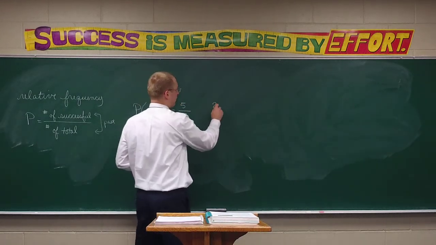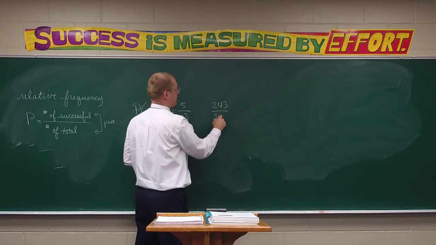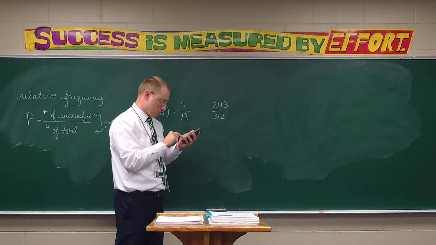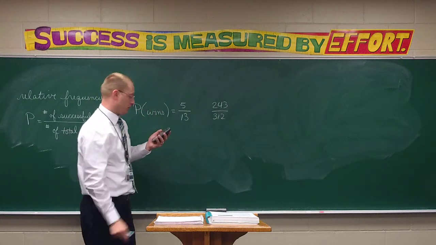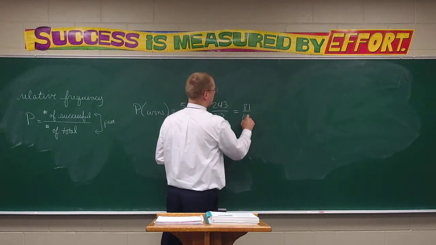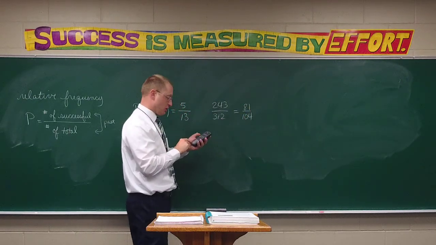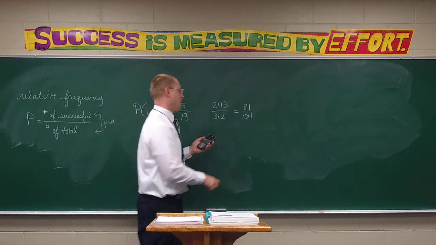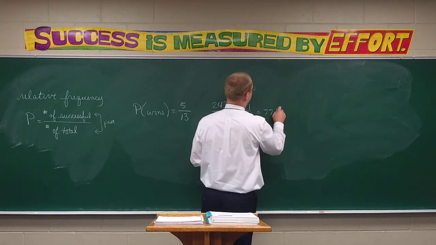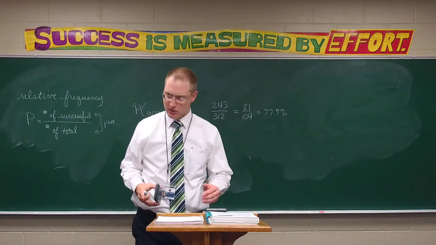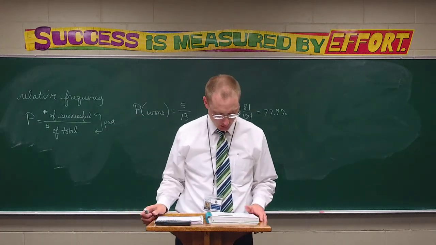243 to 312, right? So the probability of hitting a fairway, now we could reduce it. In fact, if we type that in, fraction 312, and we just hit equals, it'll reduce it down for us to 81 to 104. There's an 81 to 104 chance. Or if we change that to a decimal, second function, and then the arrow key at the bottom, F to D, it tells us there's a 77.9% chance of him hitting the fairway. That's pretty good odds. He's probably a pretty good golfer.